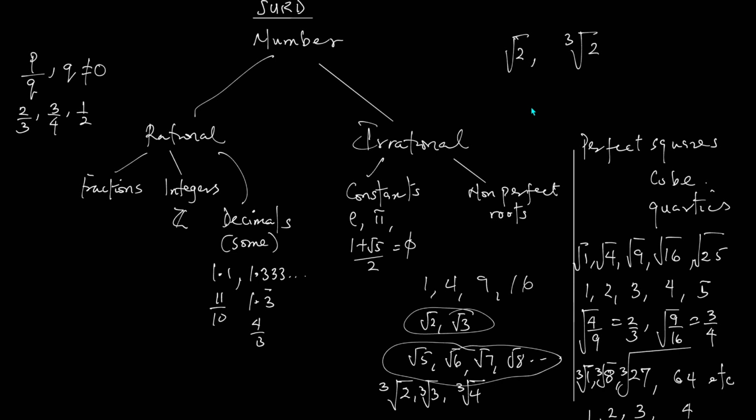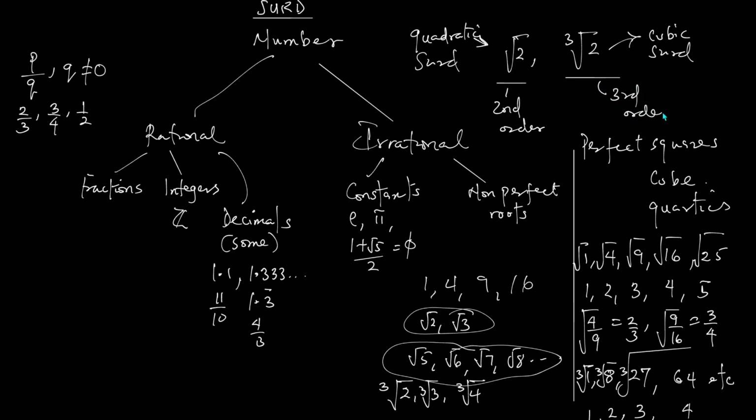But what differentiates this surd from this surd? We refer to this surd as a quadratic surd. And we refer to this as a cubic surd, or in certain cases you can call it a surd of the third order. This is the second order. There is no first order. Third order. So that's what we're learning.